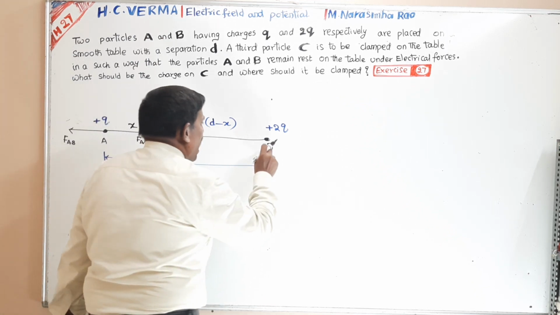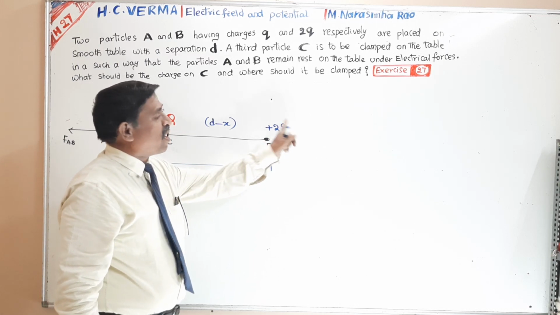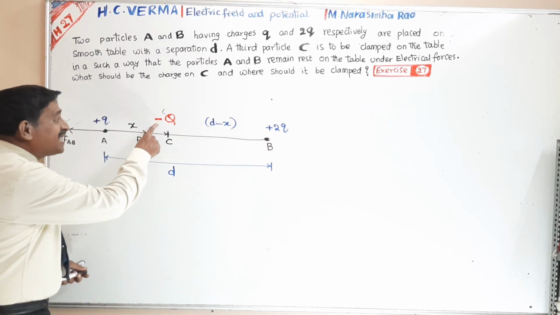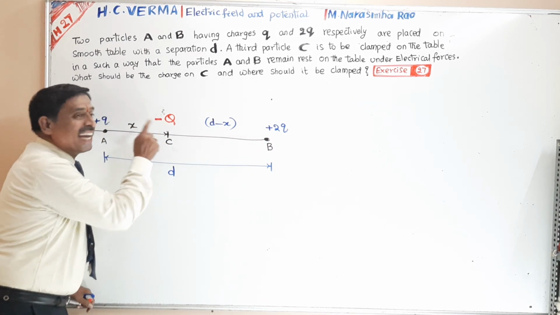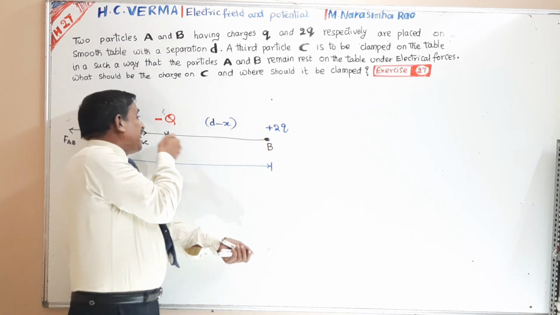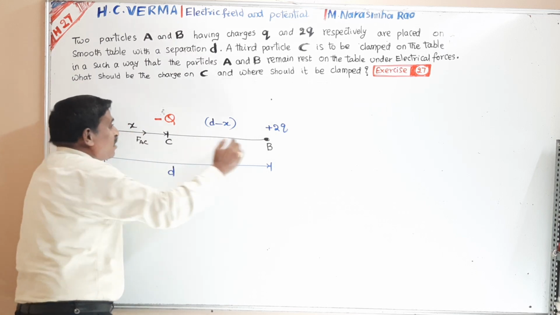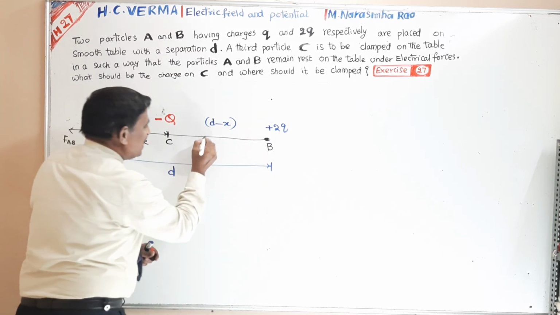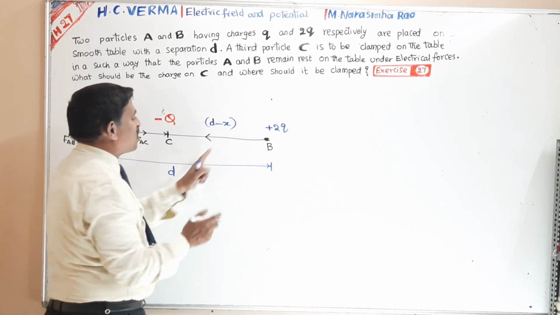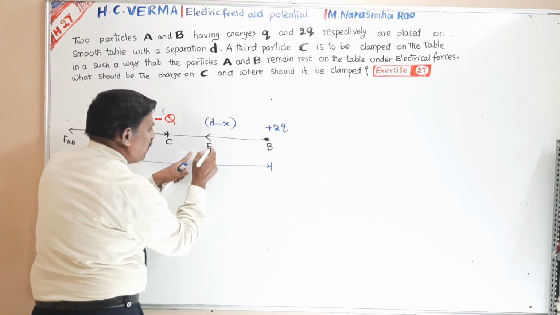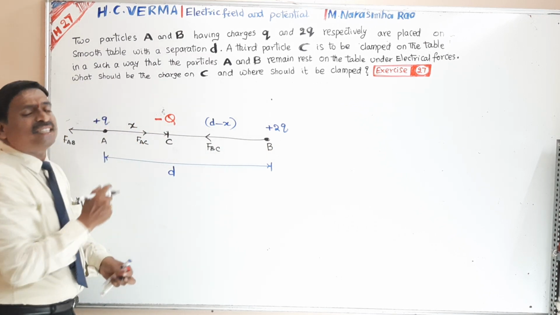Now I am talking about the point B, where there is a positive charge 2Q. Here this is a negative charge and this is a positive charge. This negative charge is applying an attractive force, attracting the positive charge towards C. The force on B due to the charge at C is acting to the left side.